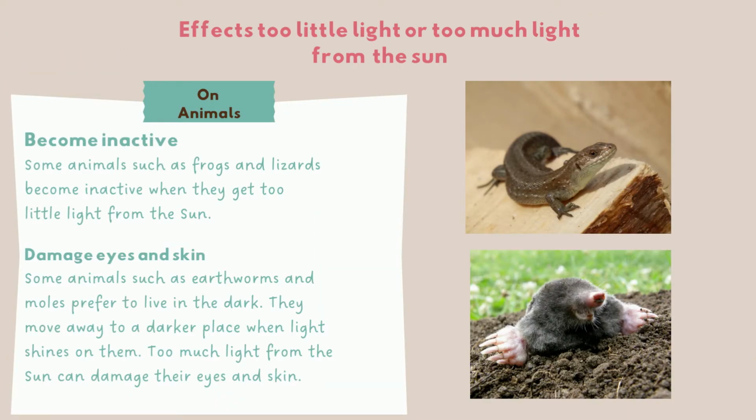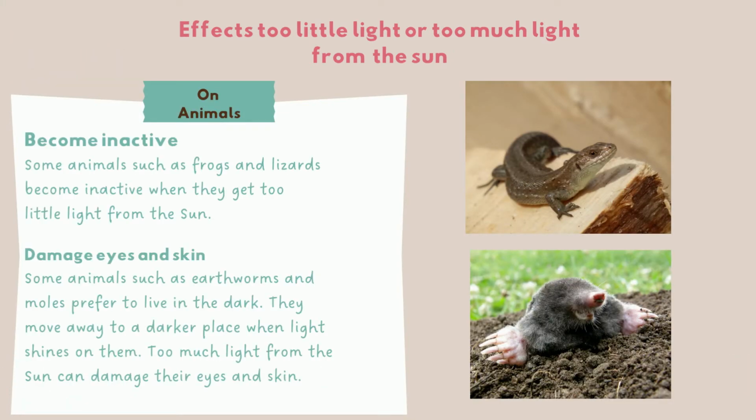So here are the effects of having too little or too much light for animals. Animals become inactive. Some animals, such as frogs and lizards, become inactive when they get too little light from the sun. It can also damage eyes and skin.